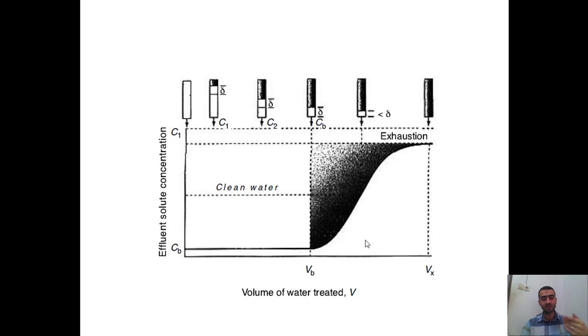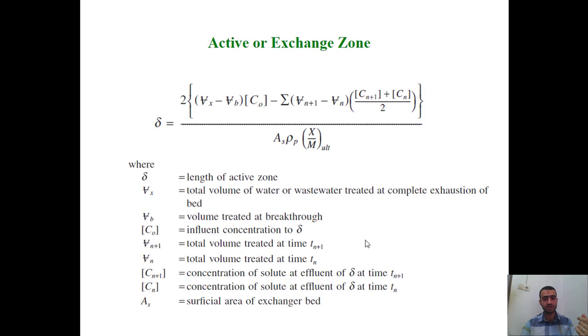quality is becoming less. So how do we calculate the distance or the depth of the active zone of the ion exchange? Delta is the length of the active zone, and this long equation has its own derivation, but we will not go into a long derivation now. We just take the final equation. As you can see here are the parameters. Delta is the length of the active zone.